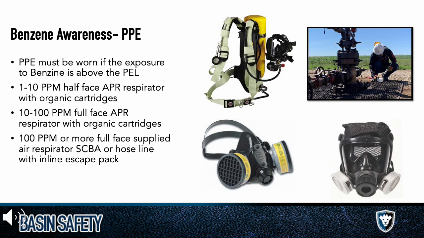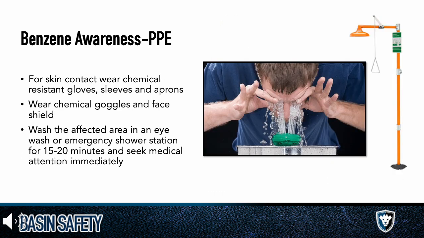Some PPE we can use would be a half-face respirator with organic cartridge. That's from 1 to 10 parts per million. From 10 to 100 parts per million, you should have a full face piece APR respirator with organic cartridges, and 100 parts per million or more, a full face piece supplied air respirator, SCBA or hose line with an inline escape pack. For skin contact, wear chemical resistant gloves, sleeves, and aprons. Wear chemical goggles and face shields, and wash the affected area in an eye wash or emergency shower station for 15 to 20 minutes and seek medical attention immediately afterwards.